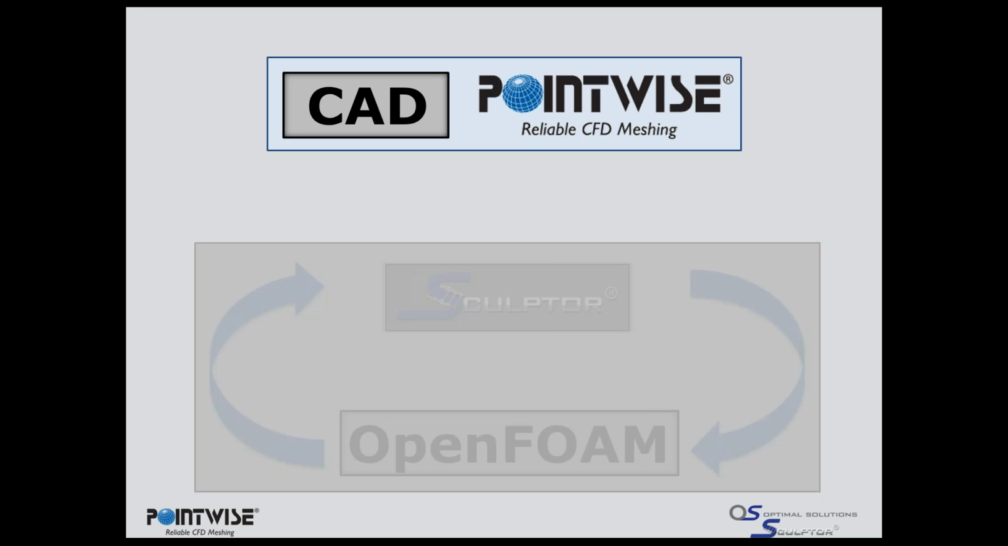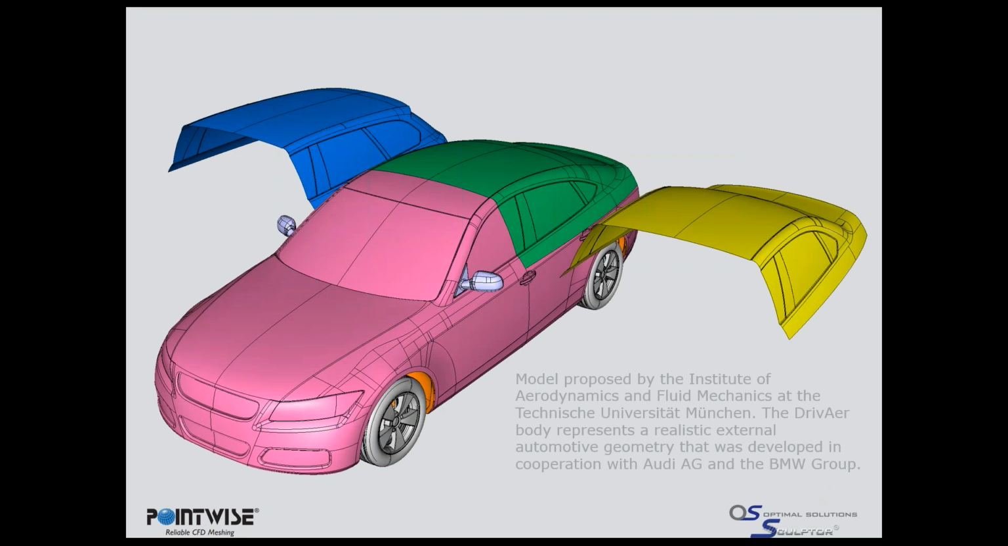So I'm going to be talking about how Pointwise was used in this study, which is the study for the DrivAer, and then Mark's going to talk about how Sculptor was used. So the model that we used for this study was the DrivAer. It's a model proposed by the Institute of Aerodynamics and Fluid Mechanics at the Technische Universität of Munich. It's a realistic external automotive geometry that was developed in cooperation with both Audi and BMW. And you can see that there are a lot of parts here. You got the body, the underbody, the wheels, mirrors, and the back. And you can choose from one of three different backs. And we chose the fast back, the one in green. And there's experimental data that's available for us to compare against.